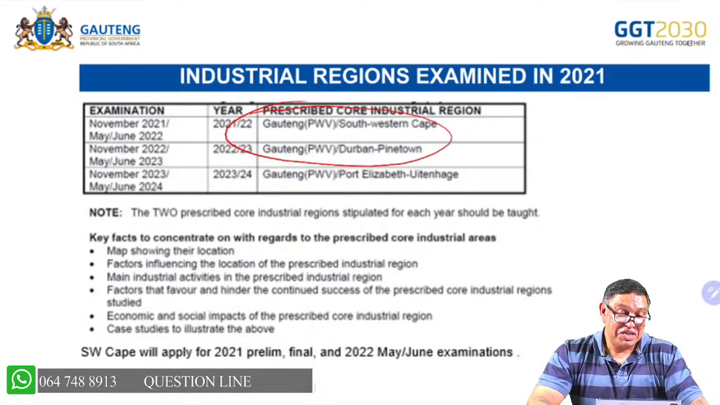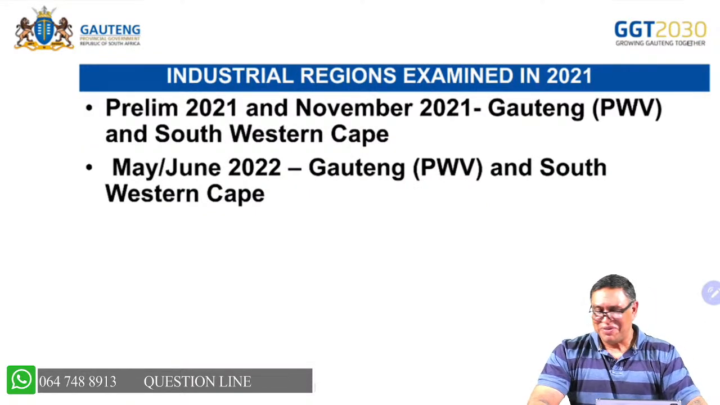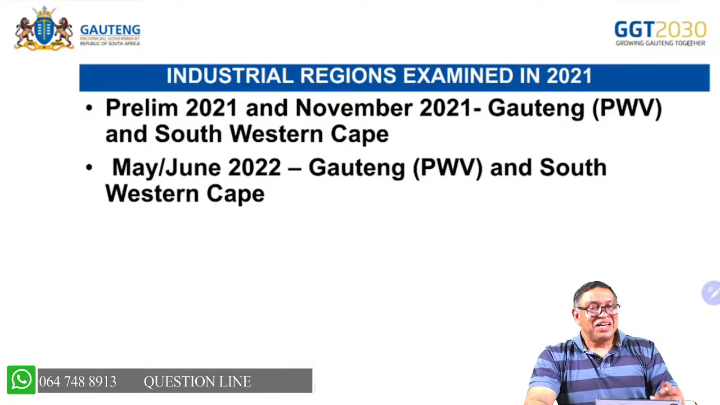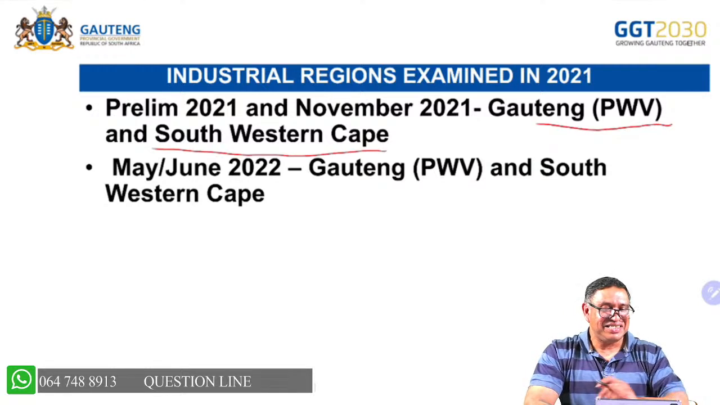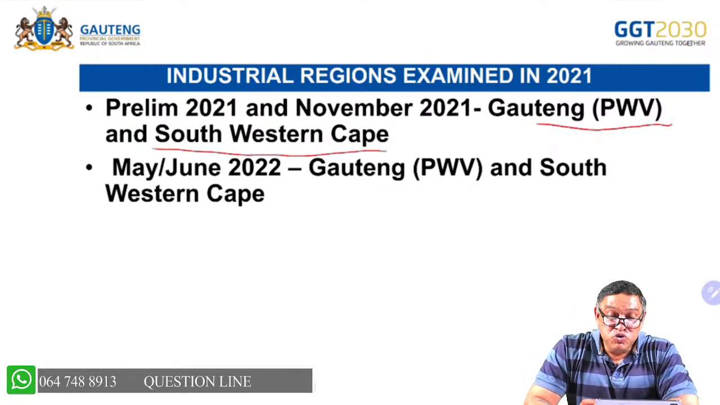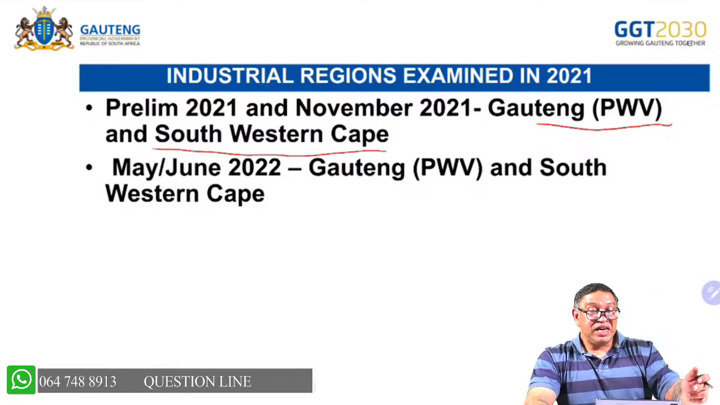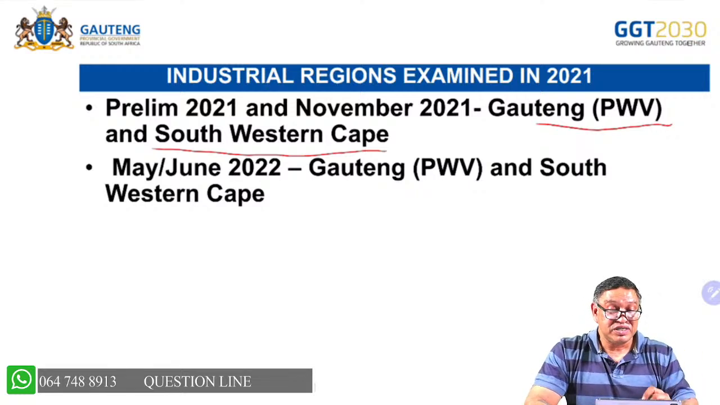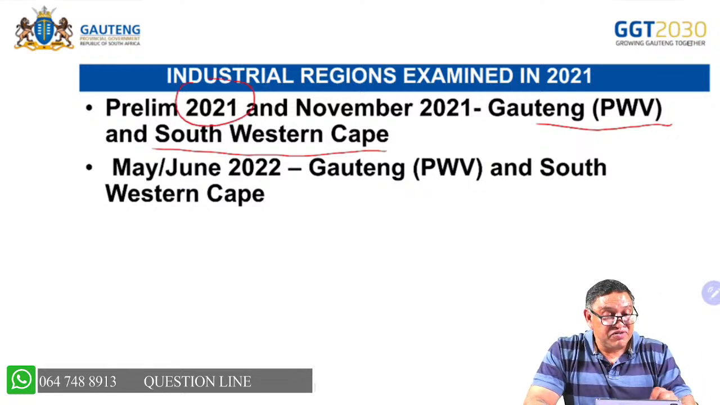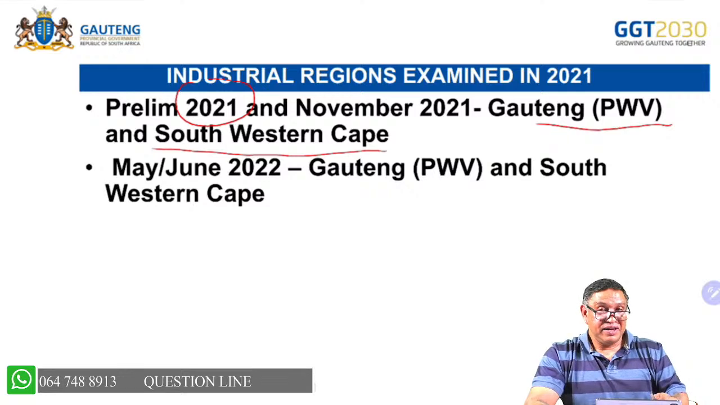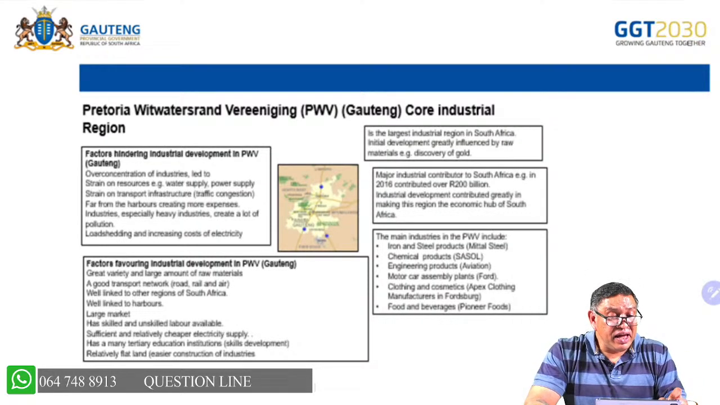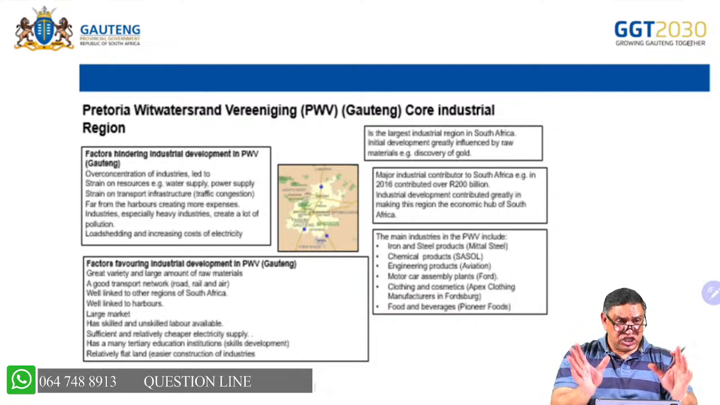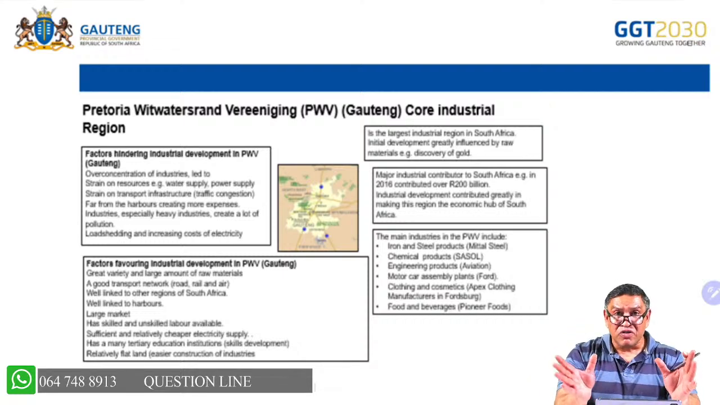I see there's a message also coming. I wish we had more time, learners. I'm going to go briefly through these ones. You want that IDZ and the SDI. Those are your two main areas, the Gauteng PWV and the Southwestern Cape, which you will be studying for this exam. Right, the Pretoria area, I'm going to give you in a nutshell the main focus of these areas.